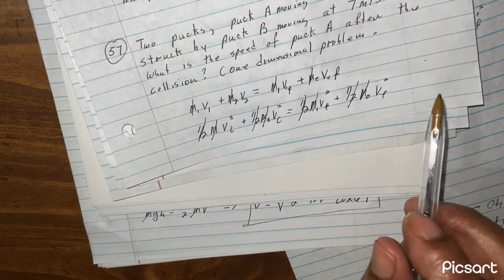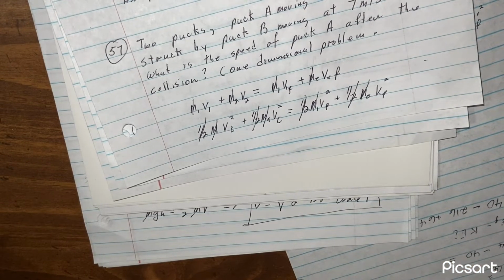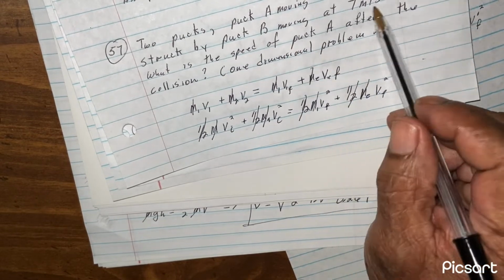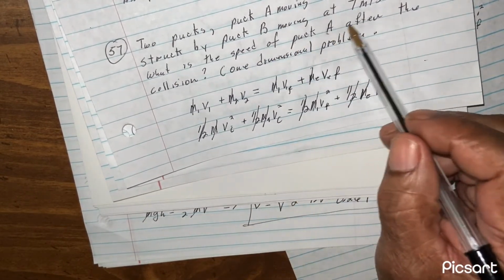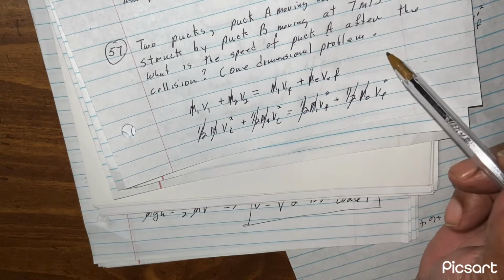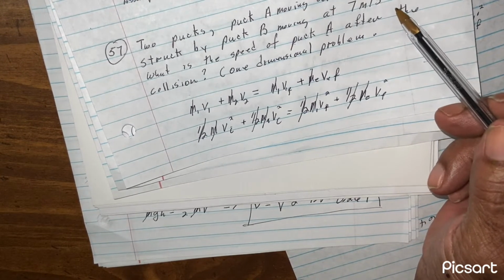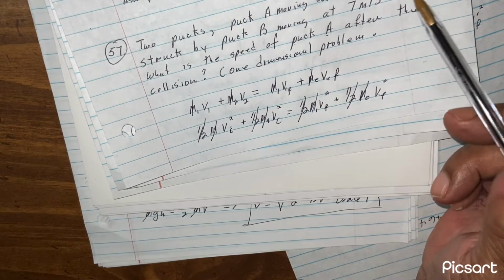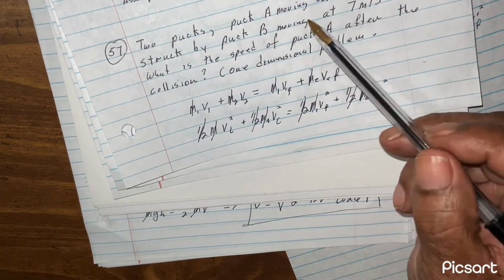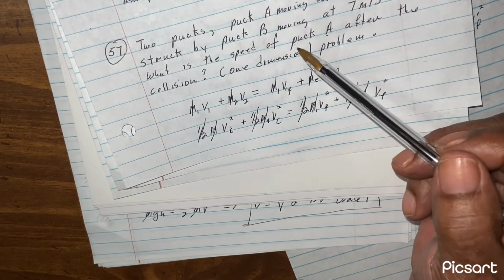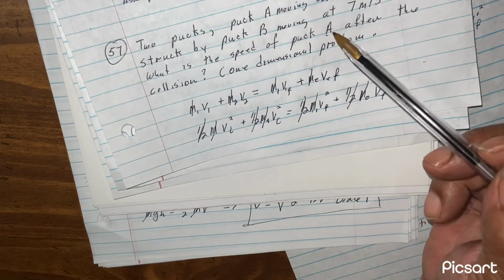So the questions are going to go like, for this one, it's going to ask you what is the speed of puck A after the collision? So you're going to have to decide whether you have enough information, or do the two pucks A and B exchange speeds, or what happens in this case?